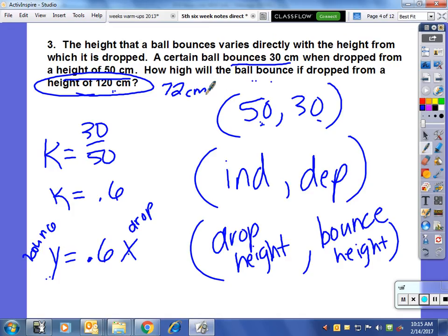So you have to be able to write the equation, then you have to be able to use the equation if they ask you to. The trickiest part is figuring out which one's the y and the x, because that's going to determine what your slope is. Y-intercept is always 0.